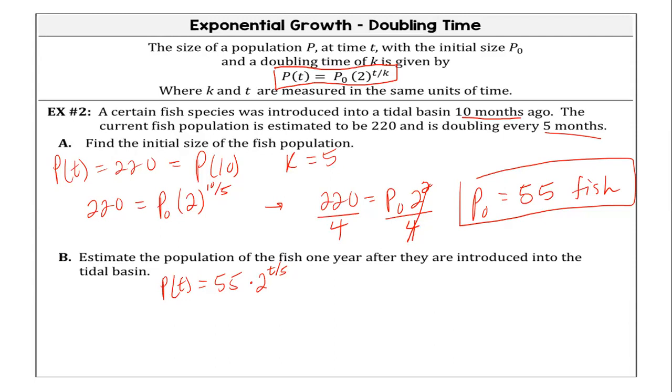basin. So we're talking about a year, but our problem is given in months initially. There we go. So our 1 year means that our T equals 12. So we're looking for P of 12, which is 55 times 2 to the 12 divided by 5. So approximately, after a year, how many fish should we have? 290 fish.